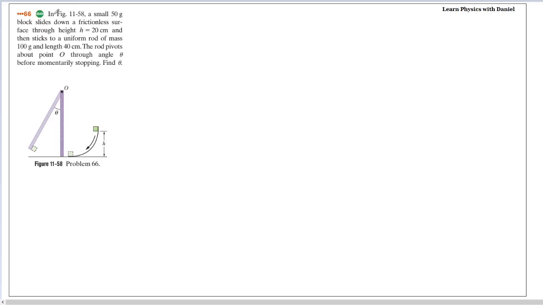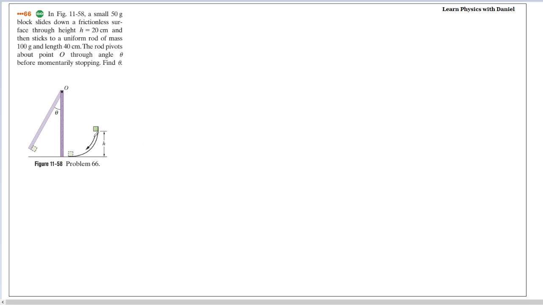So today we are covering problem number 66 in chapter 11, which is talking about angular momentum. In our question, we have a block that slides down a slope, collides with a rod, and then the rod and block stick together and rotate upwards. So we can separate this problem into three parts.